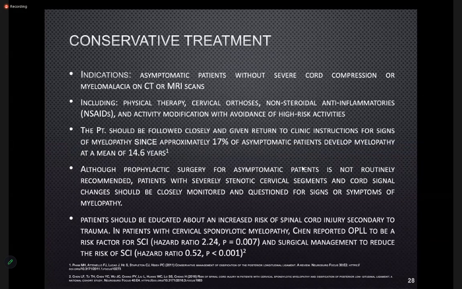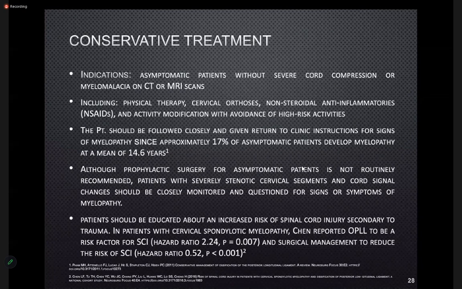Regarding conservative treatment, the indication is a symptomatic patient without severe cord compression or myelomalacia on CT or MRI scan. Conservative treatment includes physiotherapy, cervical orthosis, etc., and activity modification with avoiding high-risk activities. In conservative treatment, the patient should be followed closely and return for clinical evaluation for signs of myelopathy. This is because approximately 70% of asymptomatic patients develop myelopathy at a mean of 14 years.